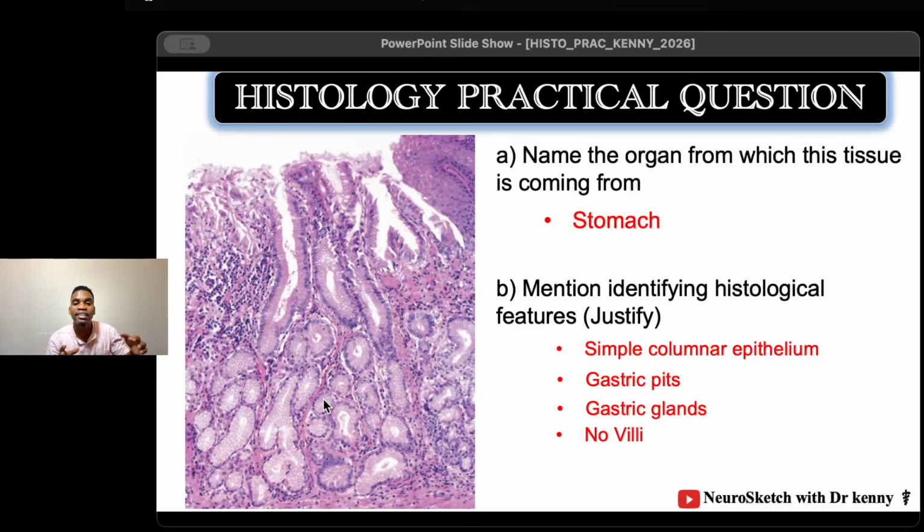But if you are asked to differentiate it, why is it not intestine? You're going to say it does not have villi, and that's a very, very strong point to keep in mind. Okay, so what do you think?